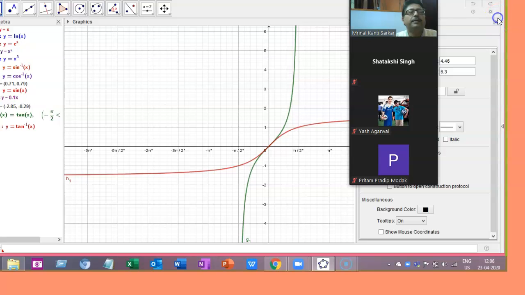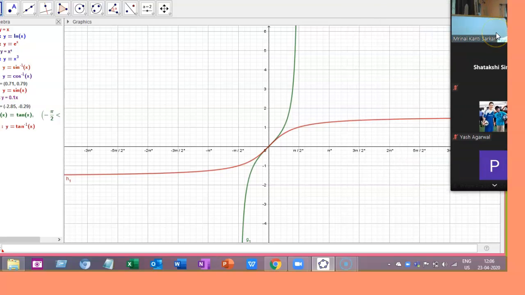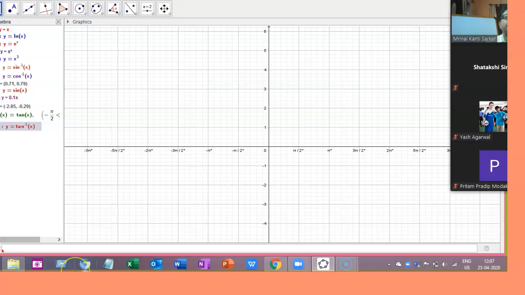Hello everyone, this is just to explain how transcendental equations can be solved. Right now I'm just giving you examples: an equation like x equal to sine inverse x. The solution is not very easy to get, or x equal to log x, or sine x equal to x by 10. All those can be solved quickly if we are able to plot the graph.